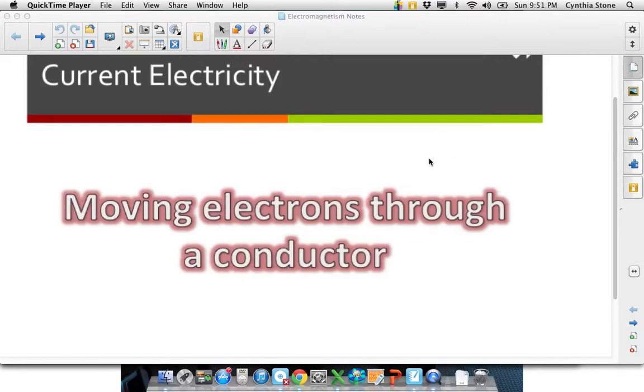Current electricity is motion of electrons through a conductor. That's what it is. You have some conductor, it could be copper wiring is the common one, and there's electrons flowing through it, and those electrons allow you to do stuff, right? They have electric potential.